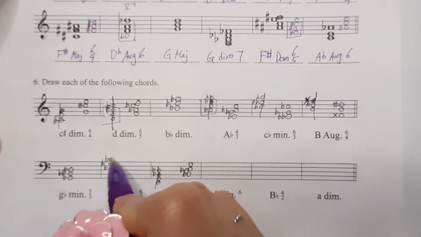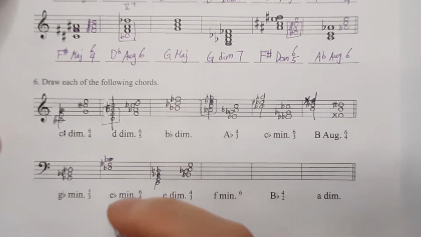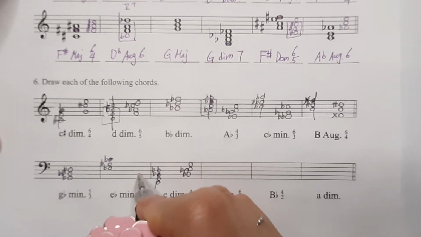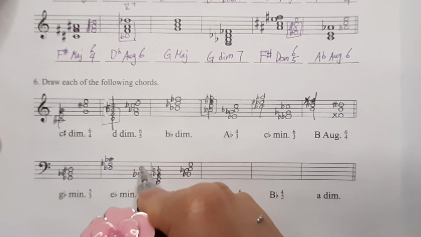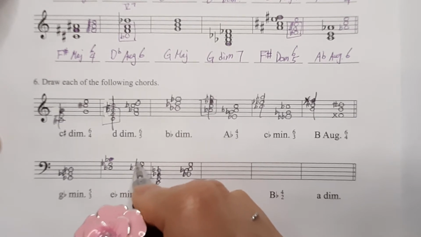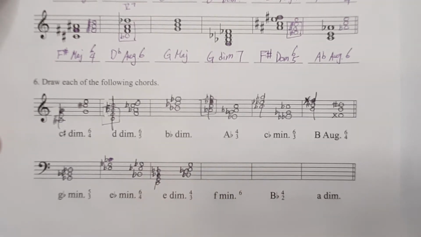Okay, then which note is going to be on the bottom? The B flat, because that's the 5th, right? So there's a B flat, E flat, and G flat. So the second inversion, 6-4. Okay, good. All right, let's do F minor.